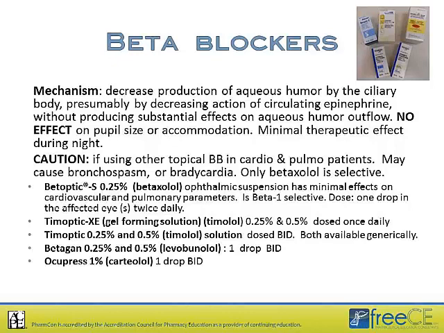We also have Timoptic, both gel-forming solution and regular solution. The gel-forming solution is dosed once a day. It's a liquid that once it hits the eye, it turns into a gel. And Timoptic solution is dosed twice a day. And both of these are available generically. And we encourage our optometrists and ophthalmologists to be very specific with these because there is a potential for a dispensing error. Betagan 0.25 and levobunolol 0.5 are dosed twice a day, as is Ocupress twice a day.